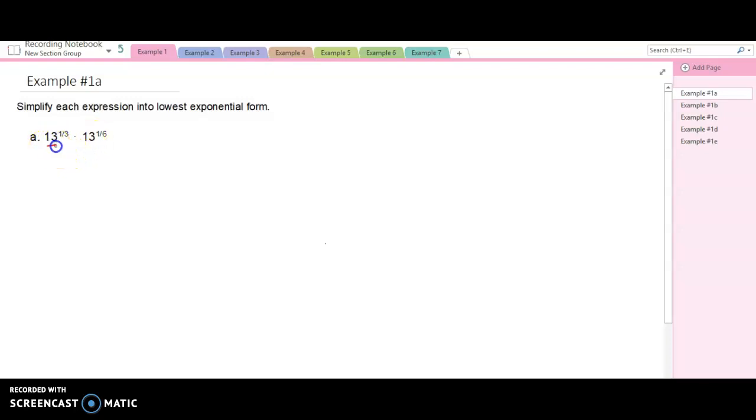So we know when they have the same base, which they do, the base is both 13, and they're being multiplied, you would add the exponents. So this would just be 13 to the 1/3 plus 1/6 power. And over here, 1/3 plus 1/6, well, 1/3 is the same thing as 2/6. So 2/6 plus 1/6 is 3/6, which is 1/2. So this would turn into 13 to the 1/2 power.